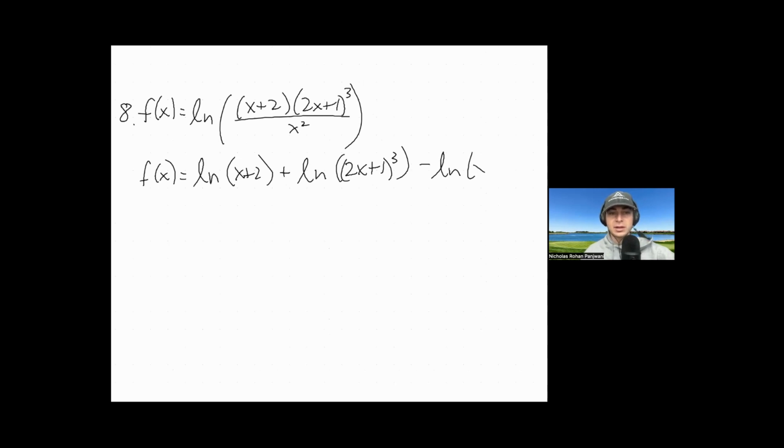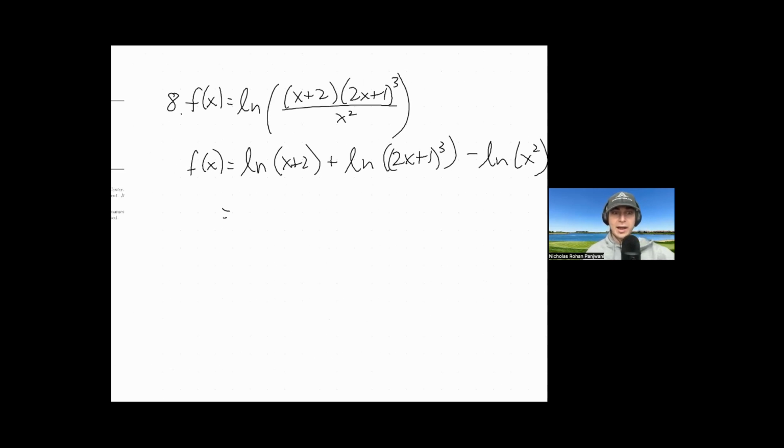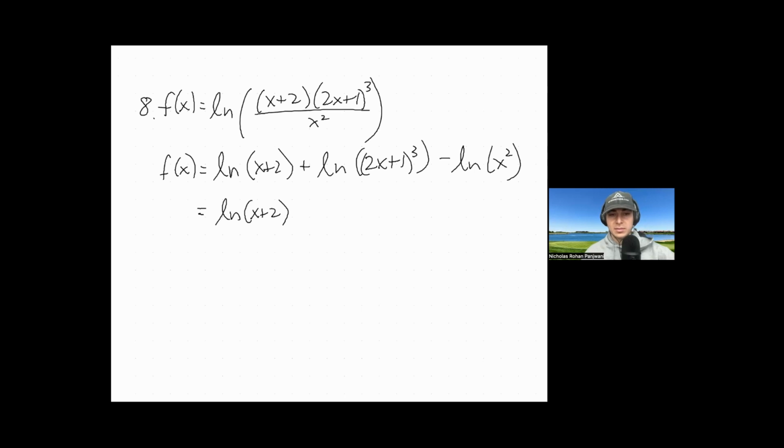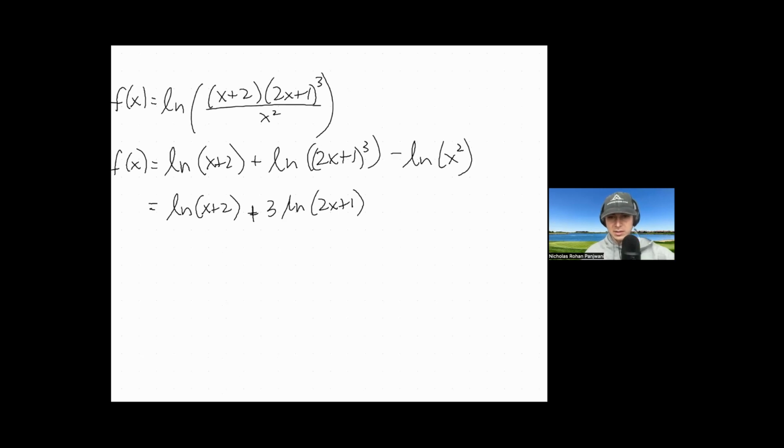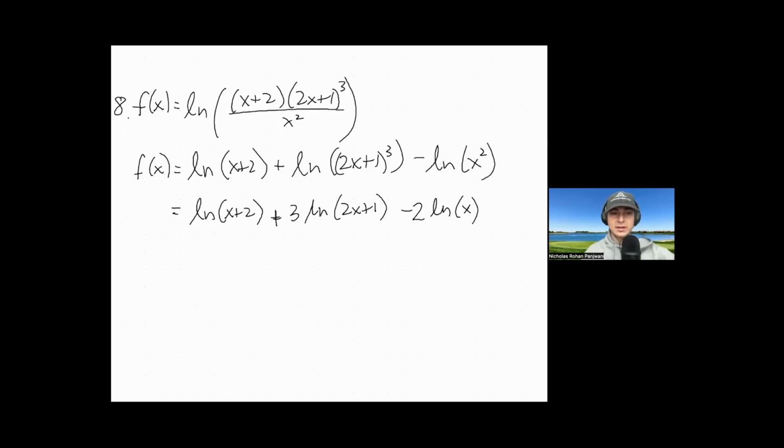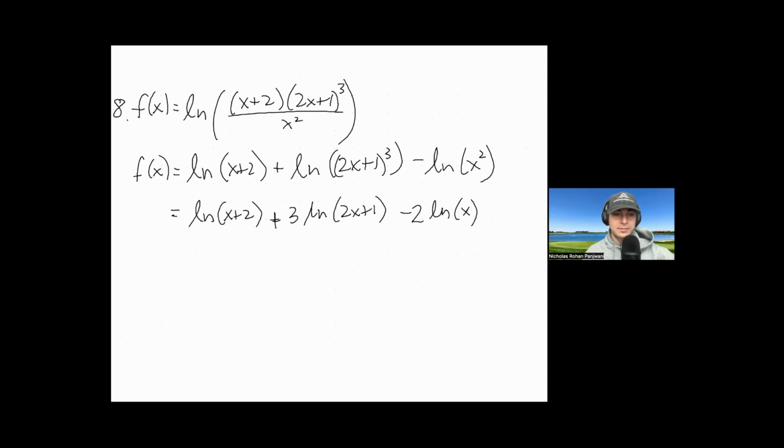Okay. The first one's going to stay the same, ln of (x plus 2). But now that we have this cubed, we just talked about that. If you have an exponent inside the argument of a logarithm, that can come out as a coefficient. So we have 3 ln of (2x plus 1). And same thing with this x squared. We can make that minus 2 ln x. I'm not going to go through the full explanation of why that is. We talked about it in a previous video.